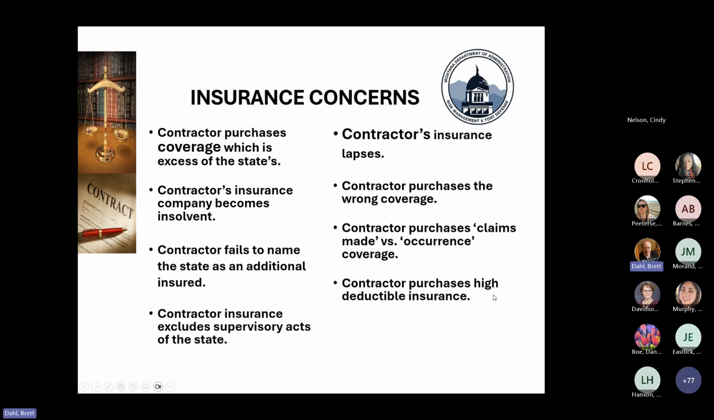And finally, the contractor purchased high deductible insurance. What if they have a $5 million deductible on their insurance? They're funding those losses, and we have no assurance that they're going to be able to pay the claims in that retained layer. We call it a retention or deductible layer before their commercial insurance makes payment on a claim.